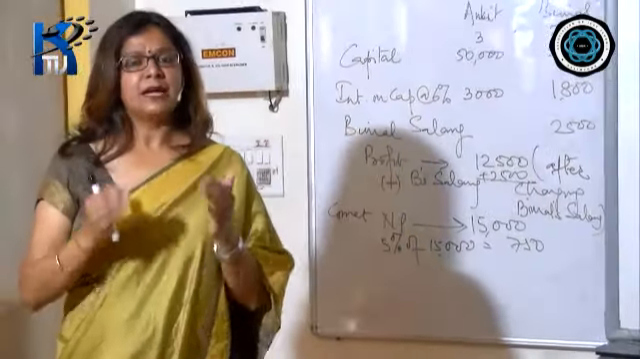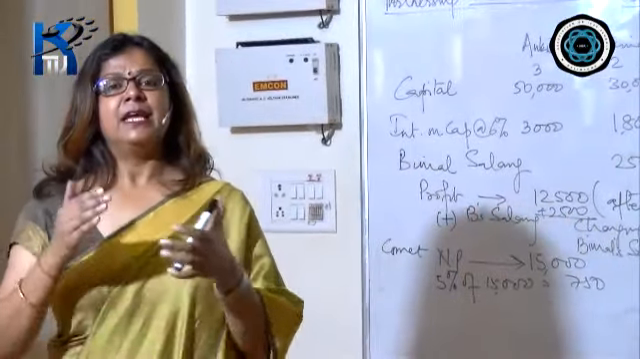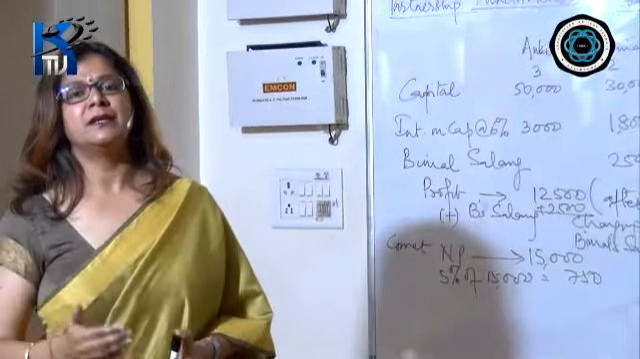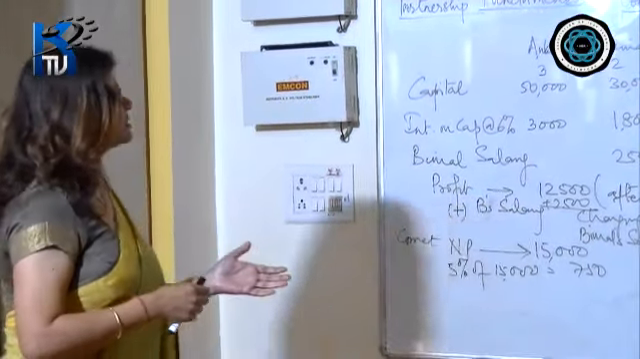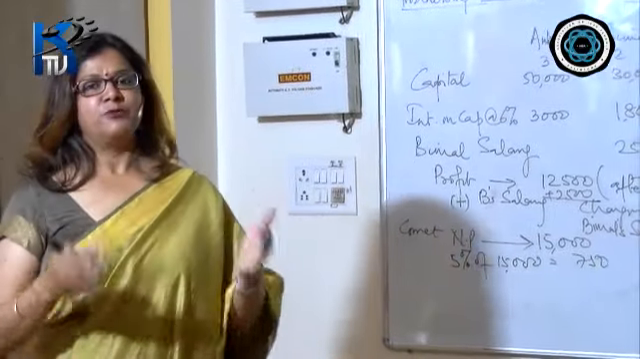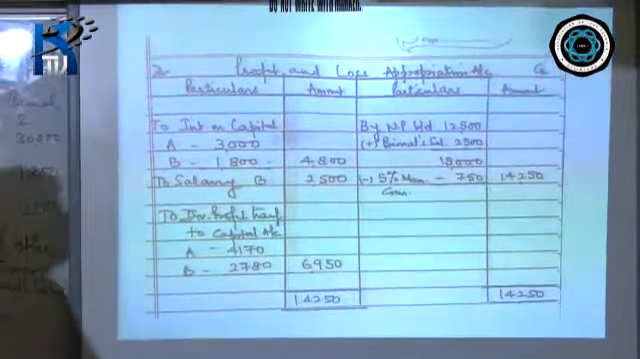Now giving commission to the manager is not a part of appropriation. Giving manager's commission comes under the profit and loss account. So in the profit and loss account, which we have already prepared, so we do not know. So how to go about it? Just see over here, the solution has been done.